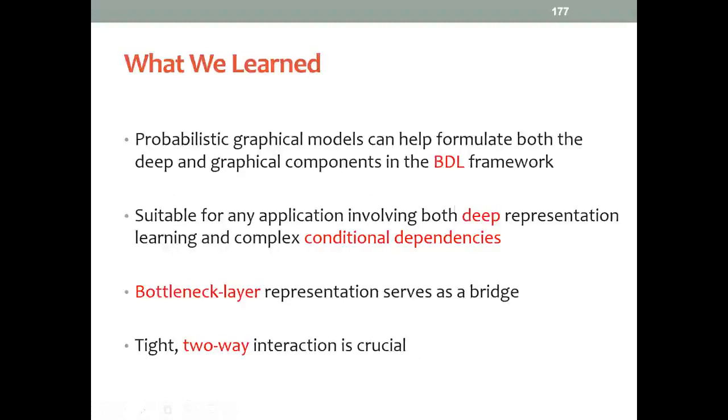With all this work, what we learn is that probabilistic graphical models can be used to formulate both the deep and graphical components in the Bayesian deep learning framework. And this Bayesian deep learning framework is suitable for any application as long as it involves deep representation learning and complex conditional dependencies. The bottleneck layer representation, like the X2 in the model, can serve as a bridge to marry these two components. And last but not least, tight two-way interaction is crucial for information and performance boost.